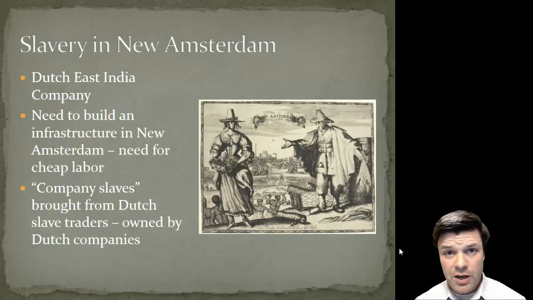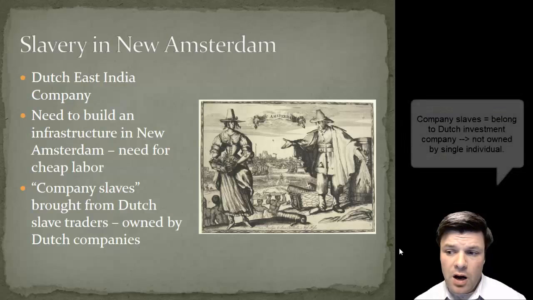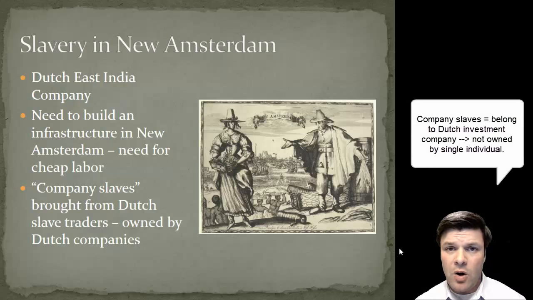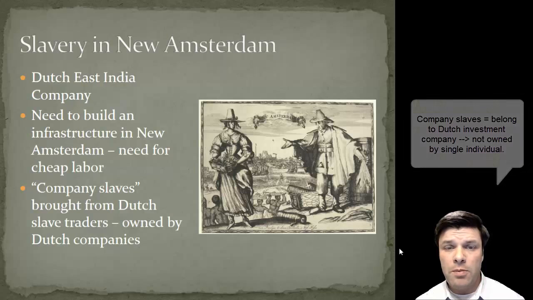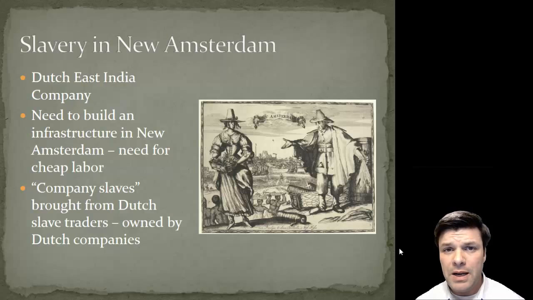The Dutch East India Company, one of the primary economic institutions within the region, essentially bought these people off of these slave traders, and it was the companies that brought them over, hence we have company slaves. These were individuals that were not owned by specific slave owners, not one person, but they belonged to the company as a whole. They were essentially company property.